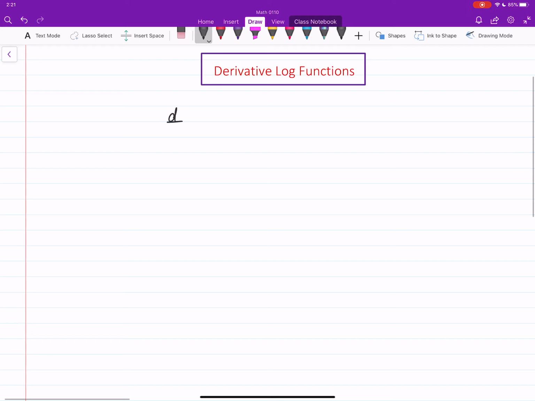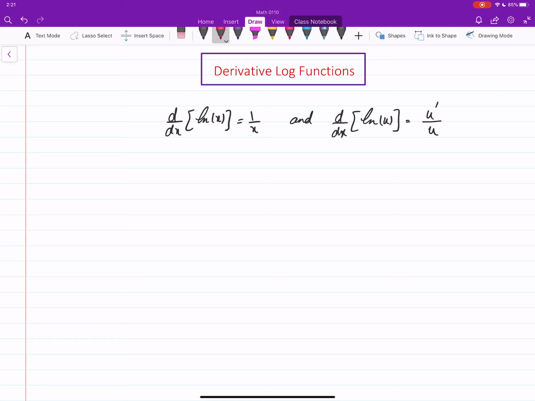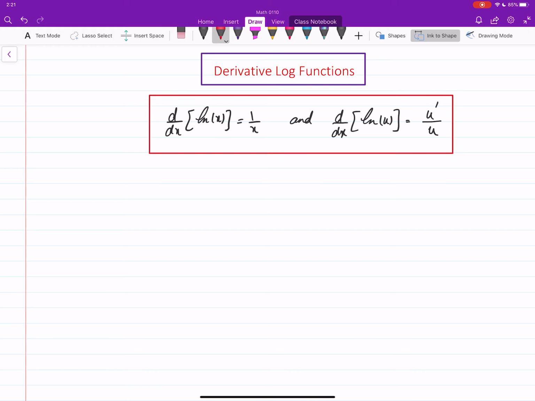Okay, so the first rule here is that the derivative of the natural logarithmic function ln x is 1 over x. That's simple. Derivative of ln x with respect to x is 1 over x. And if you combine this by the chain rule, if you have ln of something, not just x, ln of u, then this will be the derivative of that something, u prime, over u. So this is the starting point, the derivative of the natural logarithmic functions.